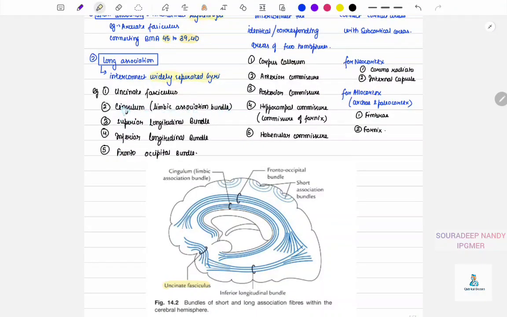I have discussed this association fiber in the limbic system video. So here is this fiber. It starts from the hippocampus, the parahippocampal gyrus. Then it follows the isthmus and then the cingulate gyrus, and then it conveys the information to the septal area. So this is the limbic association bundle.